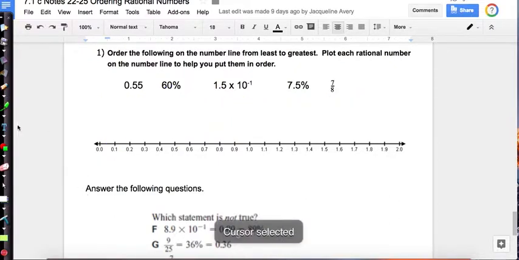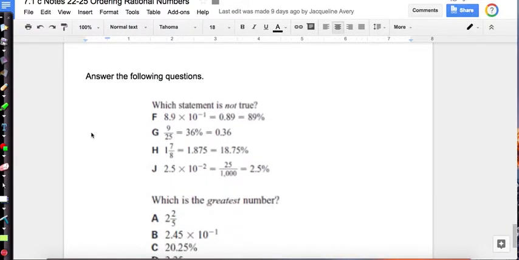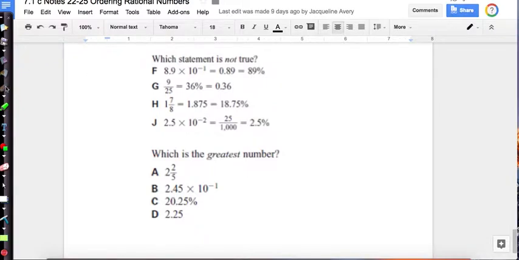Okay, welcome back. Let's see how you did on the 2 questions on your own. It says, which statement is not true? So if I look at the exponent here, it's 10 to the negative first, so 1 to the left, so it'd be 0.89, that's good. If I change it to a percent, it's 89%, so this is okay, so I'm going to cross it out because I'm looking for not true.